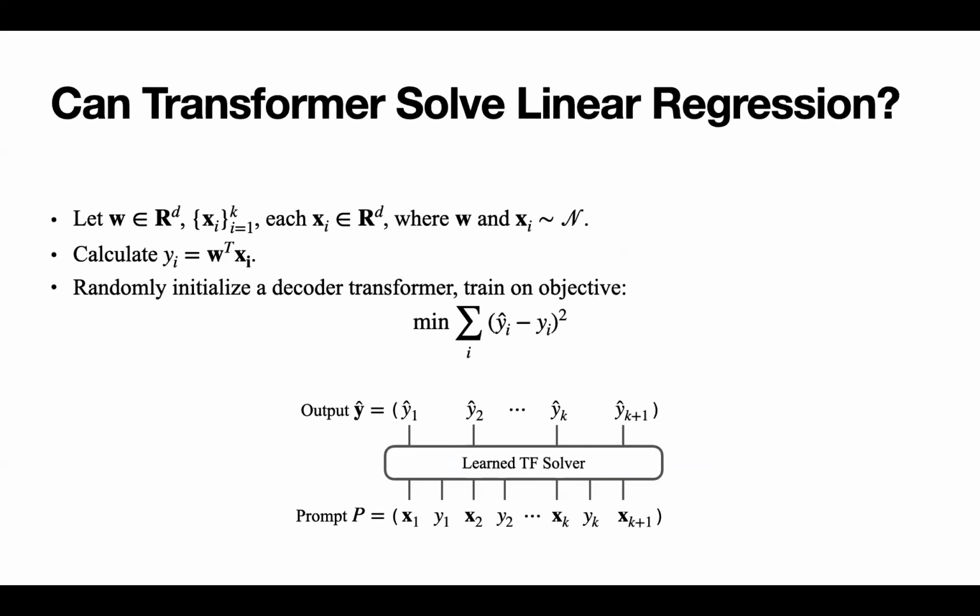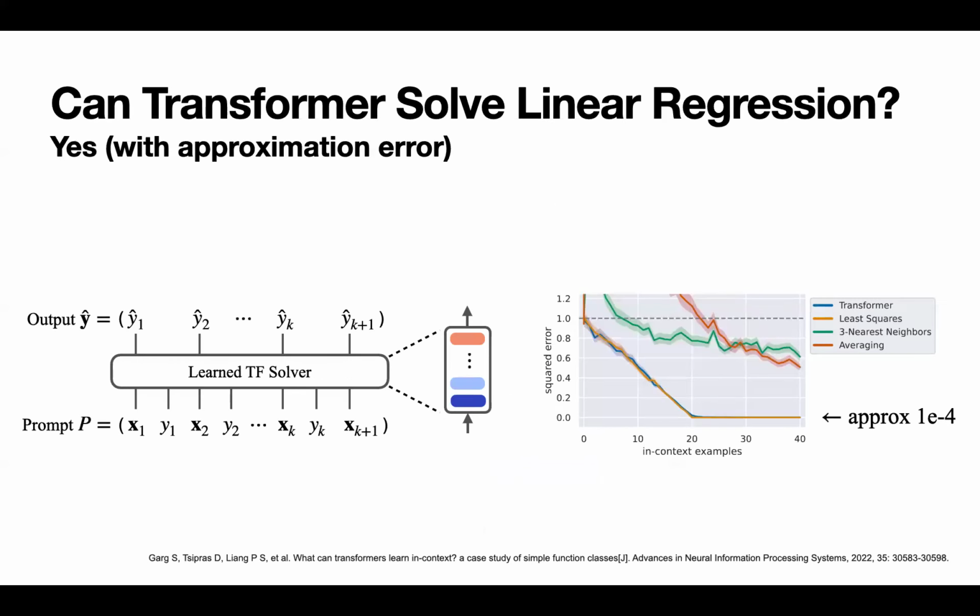Going back here, we have each xi from R^d and yi is a real value. So we have this question: can we teach a transformer to solve the linear regression problem? There's already a work from the Stanford group, which I cited here, Garg et al. They show that when you train with this objective and take a randomly initialized transformer, you're able to train the transformer to almost perfectly solve this linear regression problem.